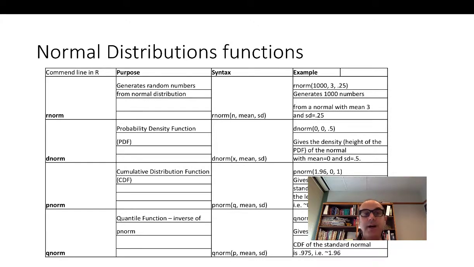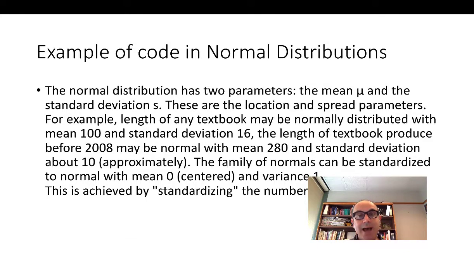So in R, the command rnorm will generate a random number from a normal distribution. Dnorm is the probability density function. Pnorm is the distribution function, and we have other forms. In this case, we have a command, the purpose, the syntax, and how it will generate, in order for us to be able to examine it or to provide some ideas.